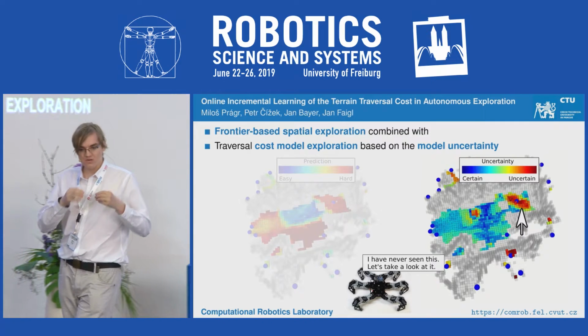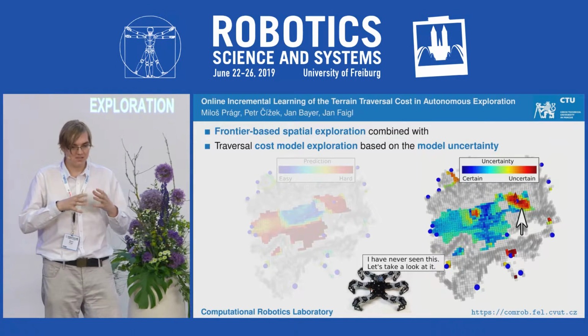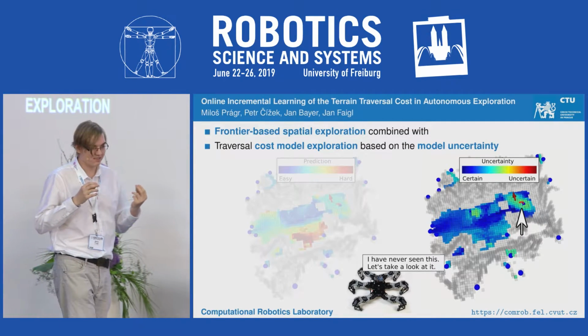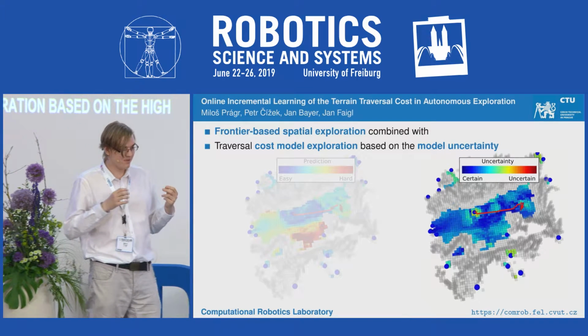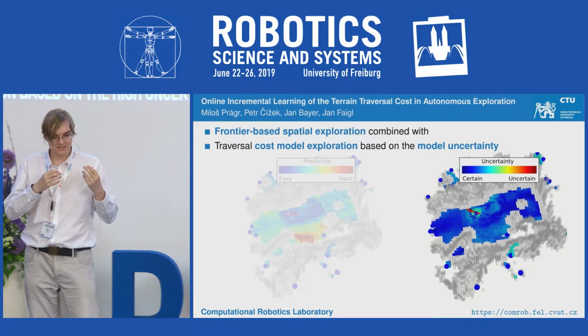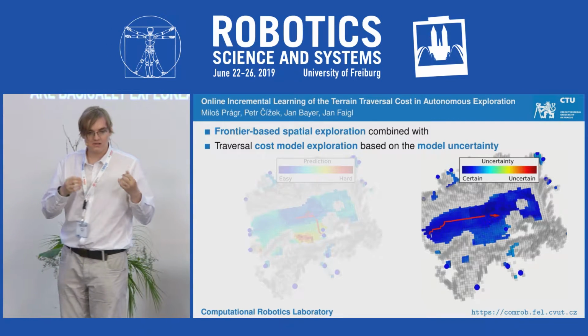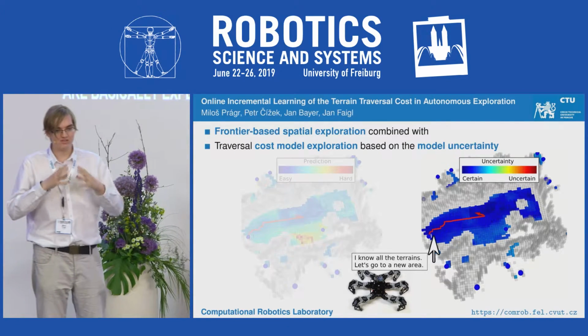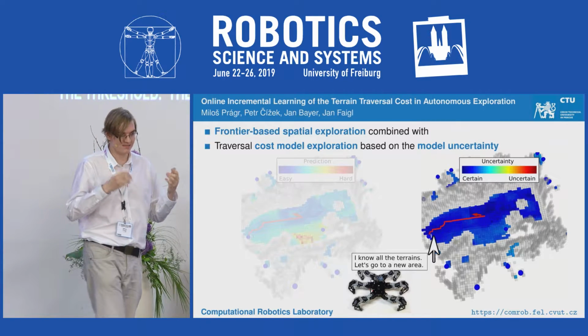We combine the two exploration types based on the highest uncertainty on the map. The robot basically explores the traversal cost model if the uncertainty is over a given threshold. Therefore, the robot greedily explores unknown terrains if such unknown terrains are available.